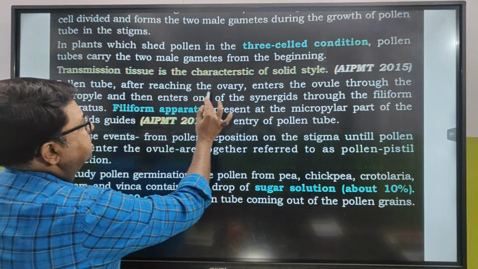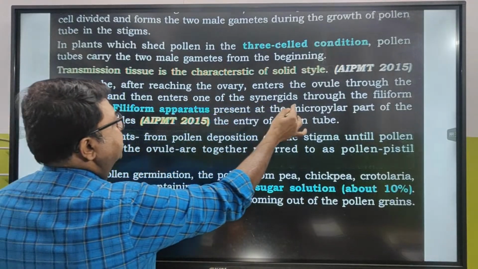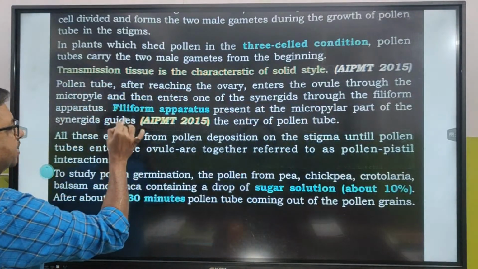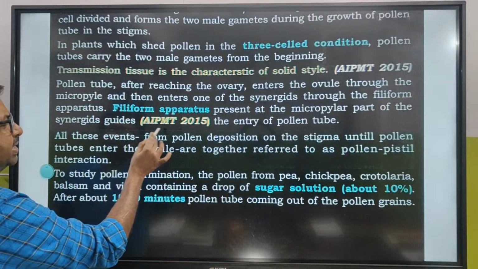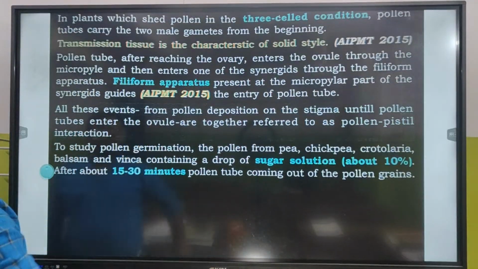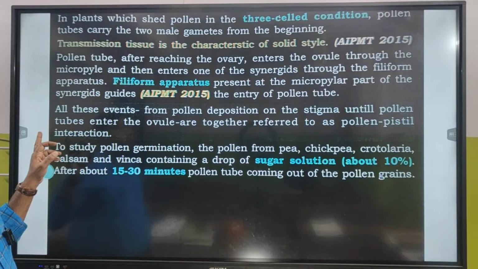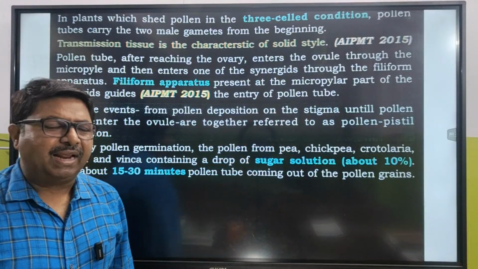Pollen tube, after reaching the ovary, enters the ovule through the micropyle and then enters one of the synergids through the filiform apparatus. Filiform apparatus, present at the micropylar part of the synergids, guides the entry of the pollen tube. That is very, very important. We have talked about that. All these events from pollen deposition on the stigma until pollen tubes enter the ovule are together referred to as pollen pistil interaction.